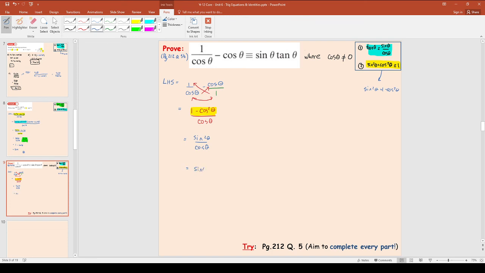I could rewrite this as sine of theta times sine of theta over cos of theta. Do you agree? Because sine squared is like sine times sine. Because if you do it that way, look, that matches up perfect with the blue up there. Which means you're going to be left with sine of theta out front, and sine over cos is tan of theta, which equals the right-hand side, which is what we set out to prove.